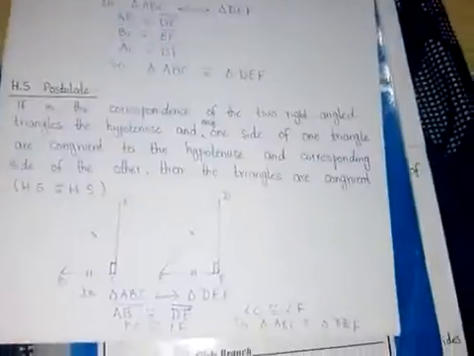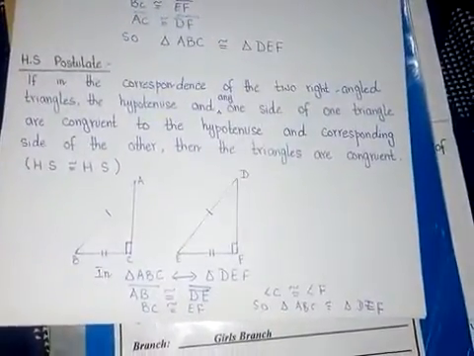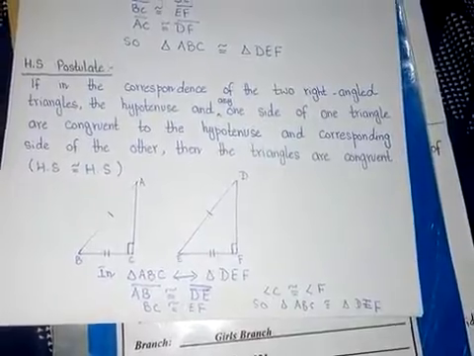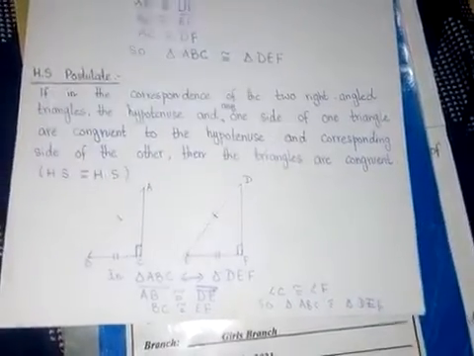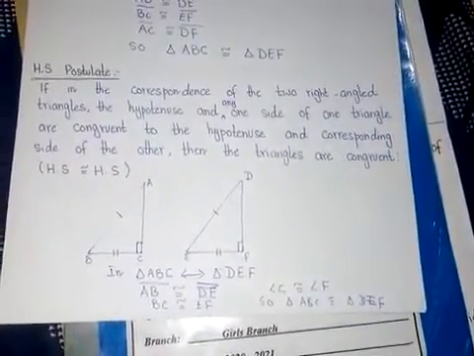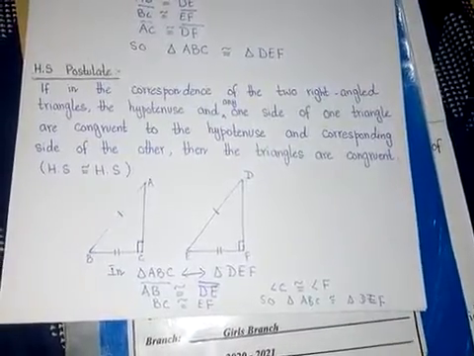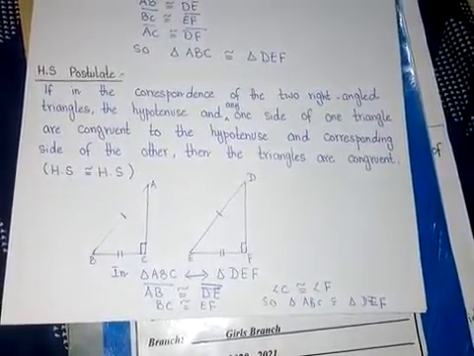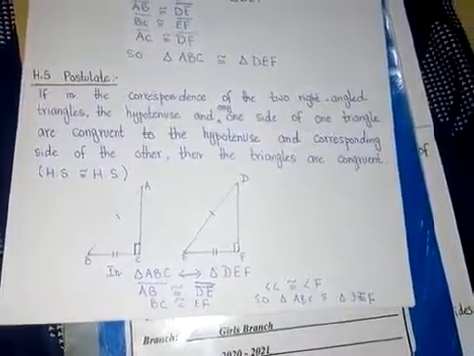This is the only postulate which deals with the right angle triangle. I hope these postulates are clear to you. These are the only definitions we have to do in chapter number 10. After these definitions, we will do review exercise 10.